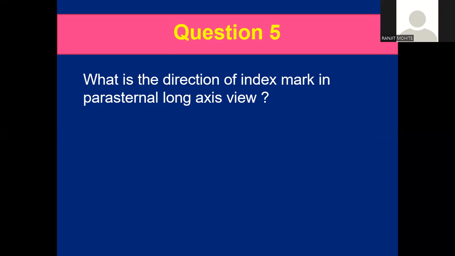Index marker for parasternal long axis view. The index marker should be at 11 o'clock position, sir. Okay. And in parasternal short axis view? After completion of parasternal long axis view, we move to the 2 o'clock position, where we get parasternal short axis view at aortic level, mitral and papillary muscle and apical level.